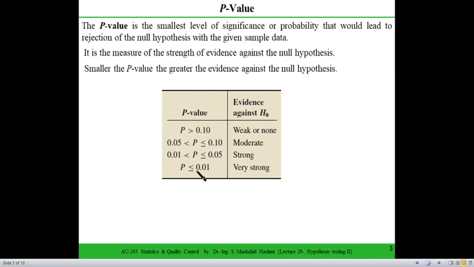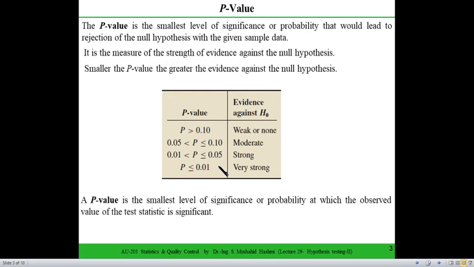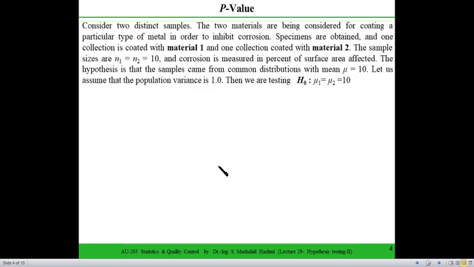As you know, the p-value is a probability, so it lies on a probability distribution curve. It is actually the area under the probability distribution curve. So we can say that the p-value is the smallest level of significance at which the observed value of the test statistic is significant. So the decision based on the sample data about the parameter, whether the null hypothesis is true or the alternative hypothesis is true, can be based on this p-value.